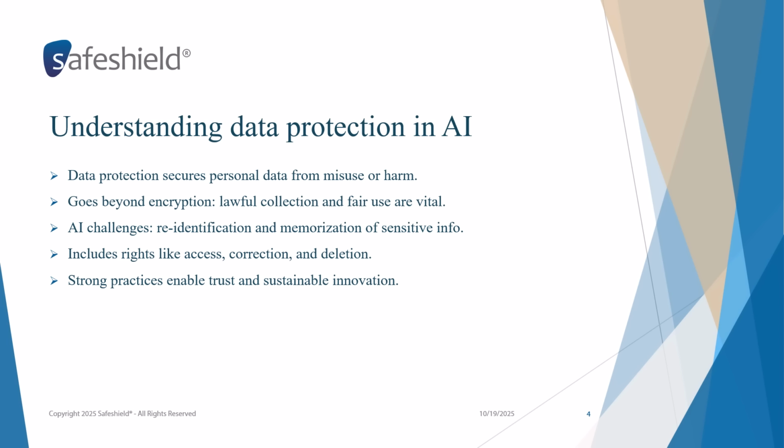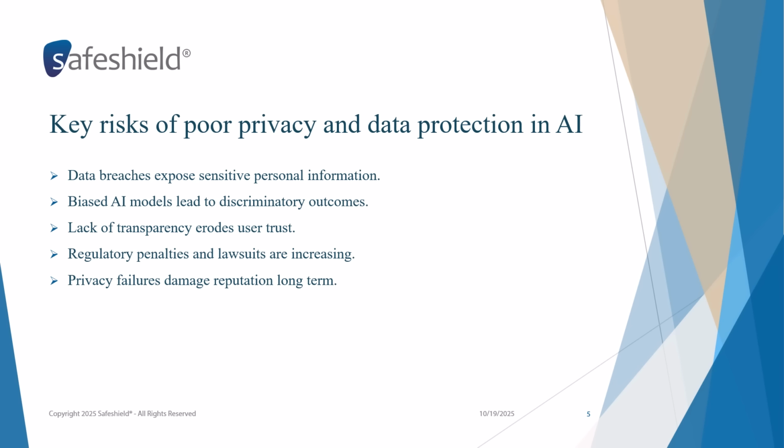Strong data protection practices do not slow down innovation. Rather, they enable it. When organizations build AI solutions with privacy and protection at the core, they foster trust, avoid costly breaches, and position themselves as leaders in responsible AI adoption. The consequences of poor privacy and data protection in AI systems can be serious and far-reaching.